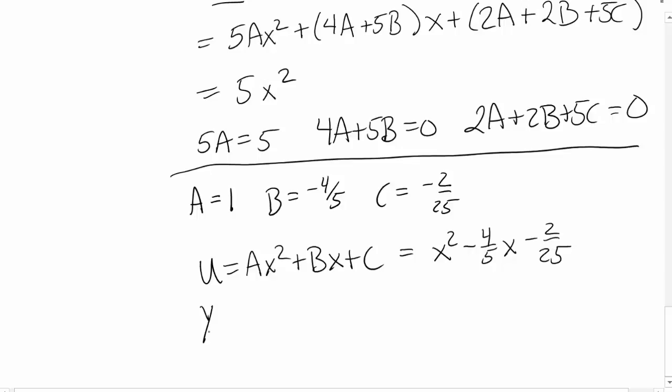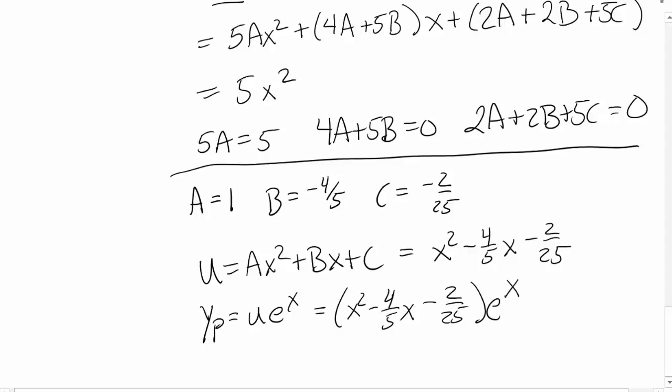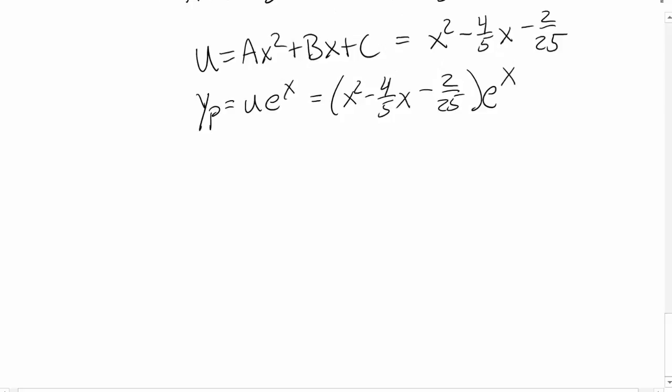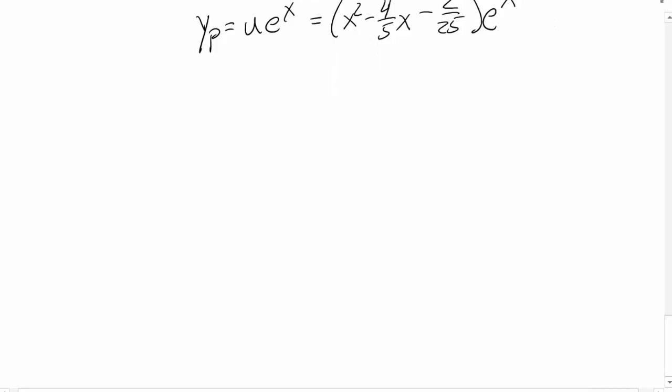My guess for the particular had been u times e to the x. So I now have x squared minus 4/5 x minus 2/25, all times e to the x, is my particular, which you'll notice is the exact same solution as I got last time. The powerful thing about this variation of parameters approach is it just simplifies the differentiation down quite a bit, and the systems that you have to solve sometimes come out a little easier, sometimes not, but the differentiation, the plugging in, is quite a bit easier.